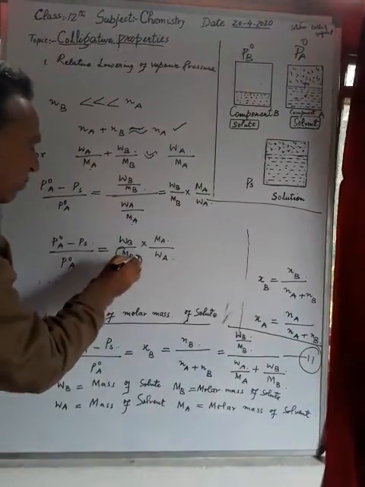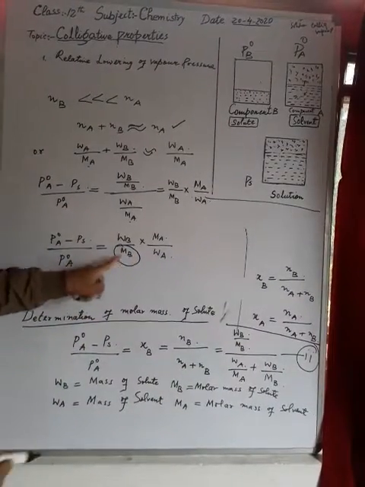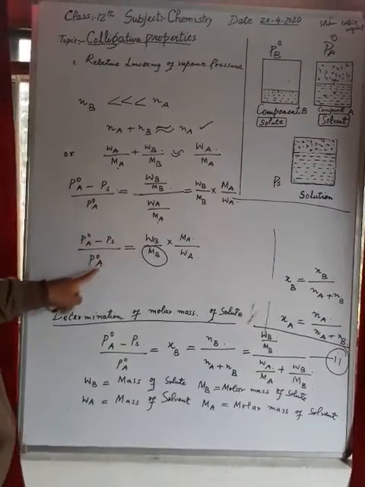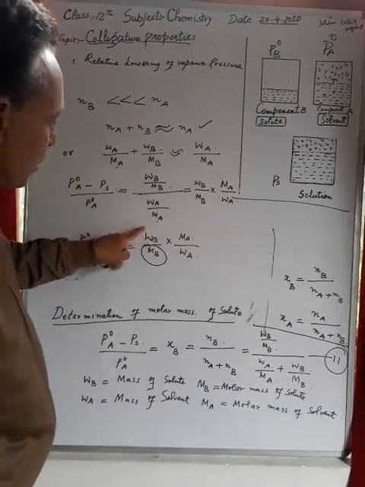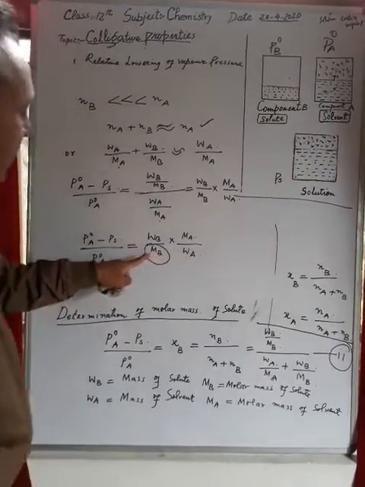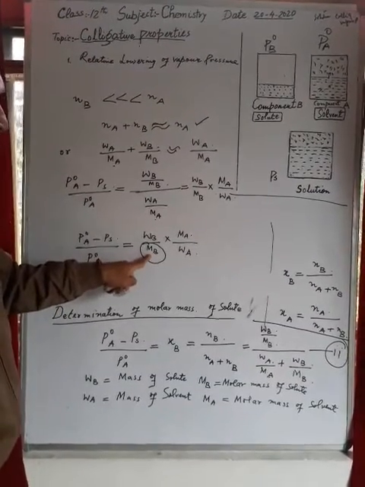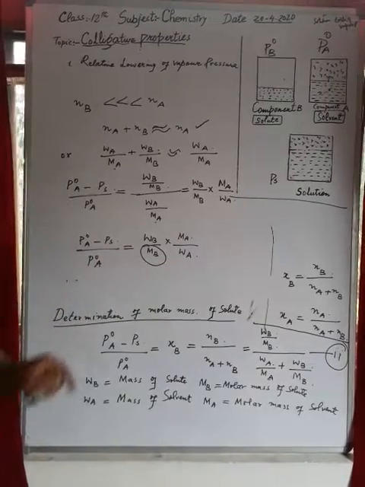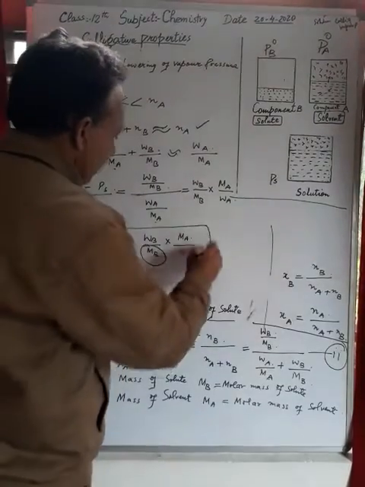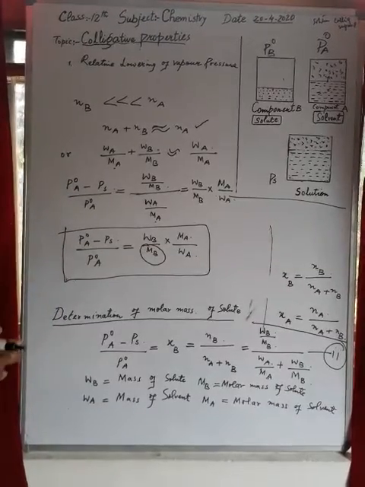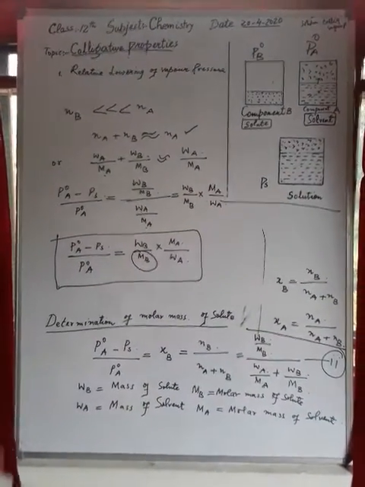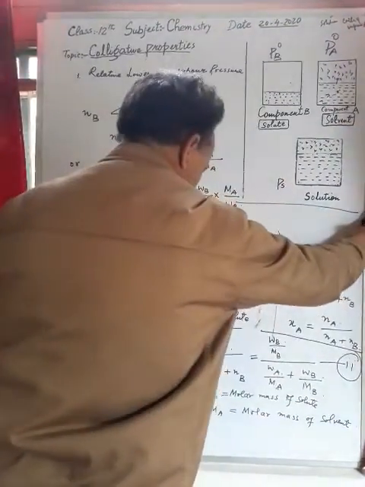MA is the molar mass of the solvent, and B is the non-volatile solute. Knowing the values for the vapor pressure of the pure solvent, the vapor pressure of the solution, the mass of the solute, the mass of the solvent, and the molar mass of the solvent, we can calculate the molar mass of the non-volatile solute by applying this equation. Now we have a numerical, based on this calculation, showing how this relative lowering of the vapor pressure helps in determining the molar mass of the non-volatile solute. Let's take the numerical, and I will turn the board.